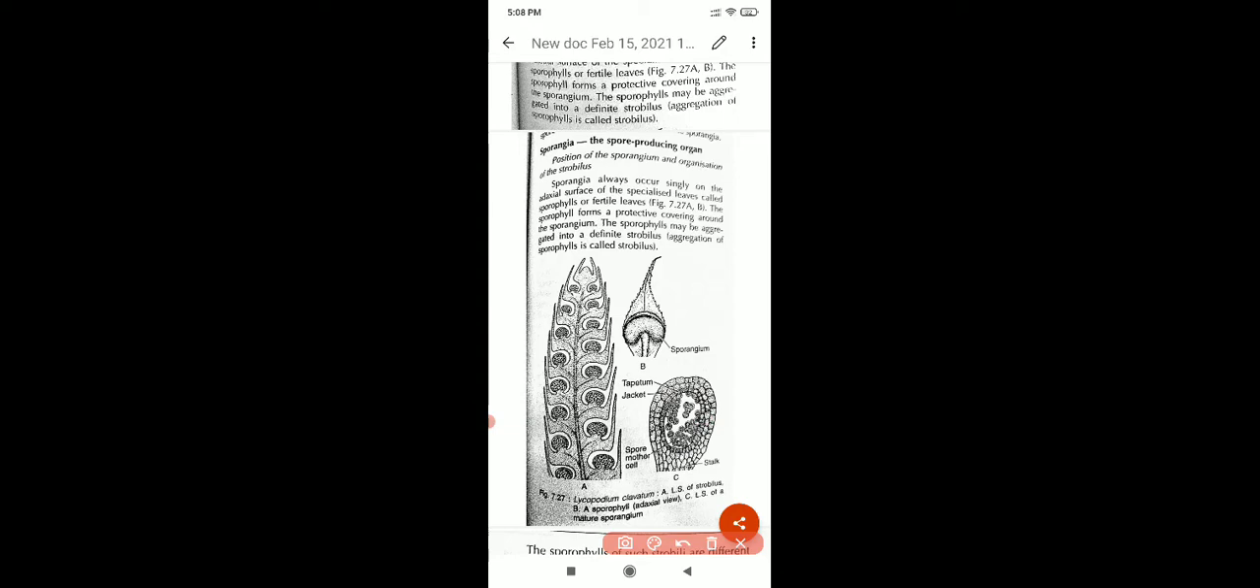These spore mother cells will undergo meiosis, and they will produce how many? 4 spores. Now, just to remind you, in mitosis, from one cell we get 2, and these are diploid, twice n. But from meiosis, from one cell you will get 4, and all these are n. So the spores will become n, or haploid. Okay, so let's continue.